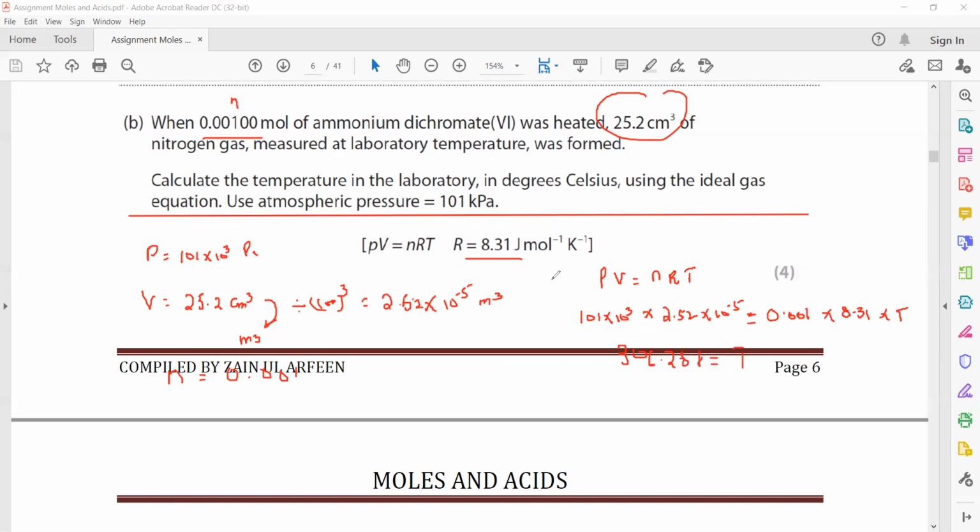But they are asking in degrees centigrade, so we know temperature in Kelvin is equal to temperature in degrees centigrade plus 273. So the temperature in Kelvin is 306.28, equal to the temperature in degrees centigrade, which we want to find, that's unknown, plus 273. So 273 will move to the other side, that will be minus 273. So we'll get the temperature in degrees centigrade, which is 33.3 degrees centigrade.